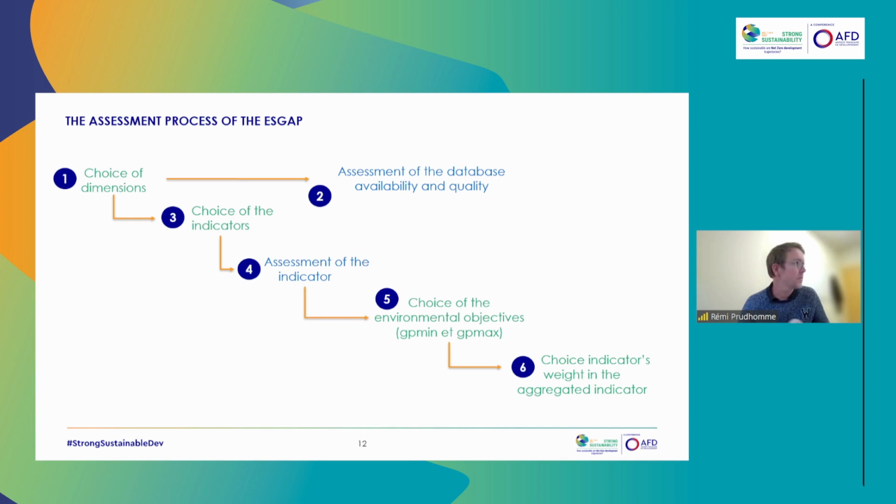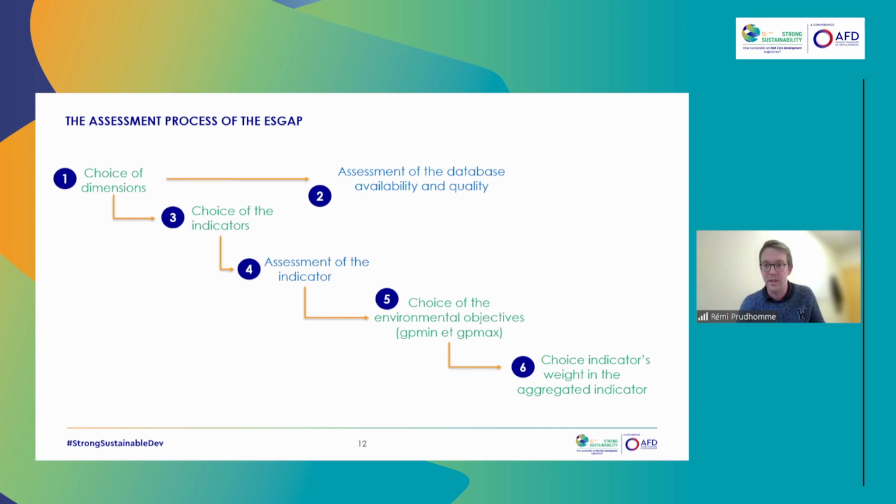So as you can see, in green you have all the steps where you have a choice to make. So it shows that a lot of these steps involve choices. So the question of the legitimacy of the people who are doing the assessment, and also the quality of the choices, can be discussed. So you have many places to have a participatory approach with this tool.